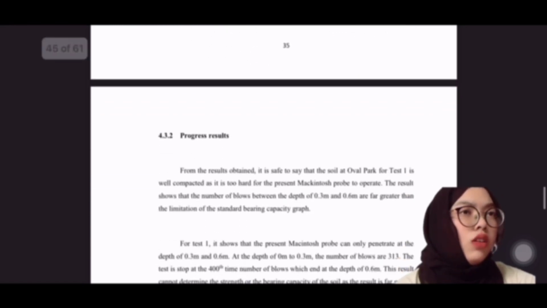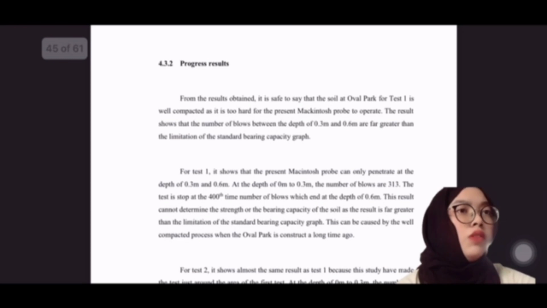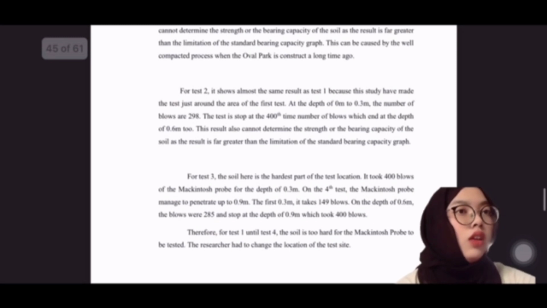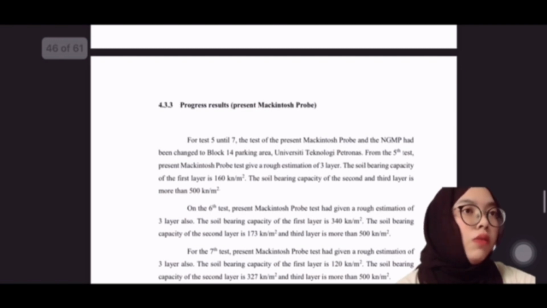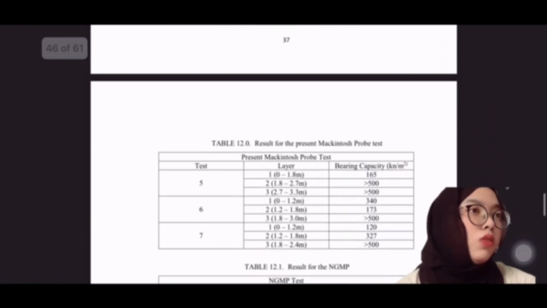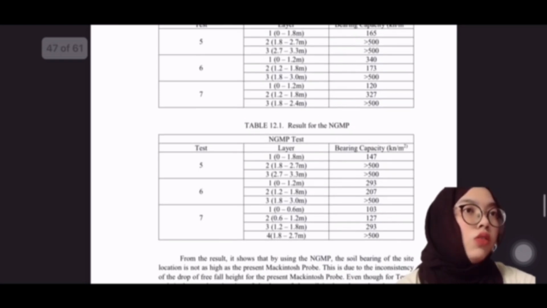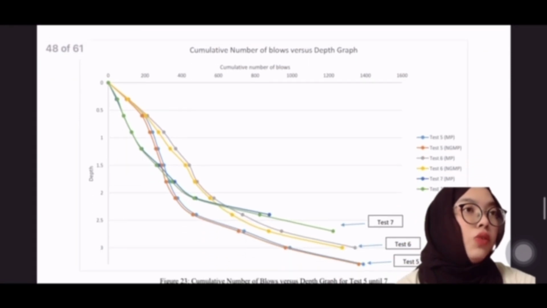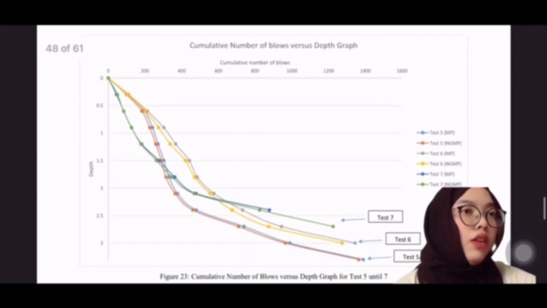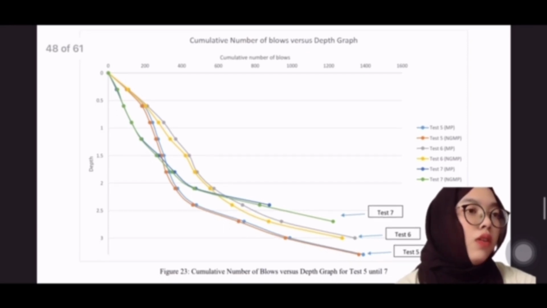And this is the progress result. From the result obtained, it's safe to say that the soil for test 1 is well compacted. And then for the progress results presented by the Macintosh Probe for tests 5 until 7, the tests with the present Macintosh Probe and the NGMP had been changed from Block 14 to give a rough estimation of three layers. And lastly, this is the cumulative number of blows versus depth graph for test 5 until test 7. So that's all from me.